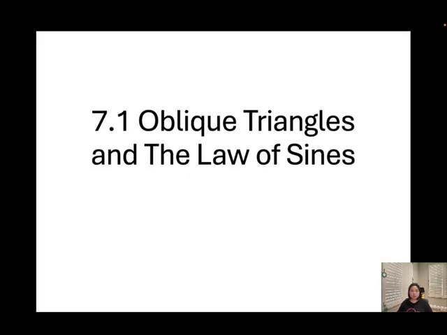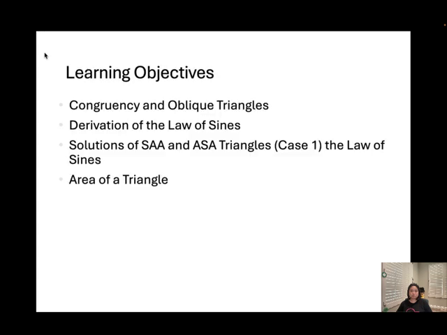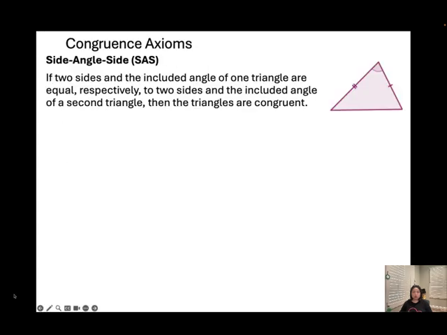Section 7.1, Oblique triangles and the law of sines. Congruence axioms. Side-angle-side. If you have two triangles and you want to compare whether they are congruent, one of the cases is SAS, side-angle-side.